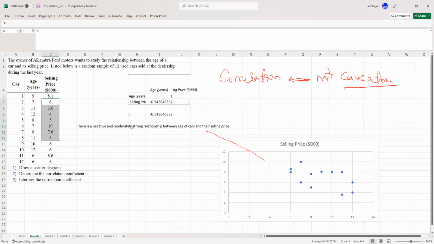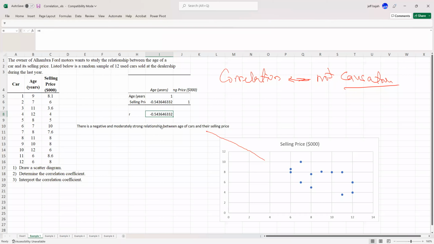Because when cars get older, so when the age increases, their price does what? Decreases. And so we were expecting to have a negative relationship here. So we're fine on this, right? We were able to get the result that we were confident we were going to get. I hope this makes sense.